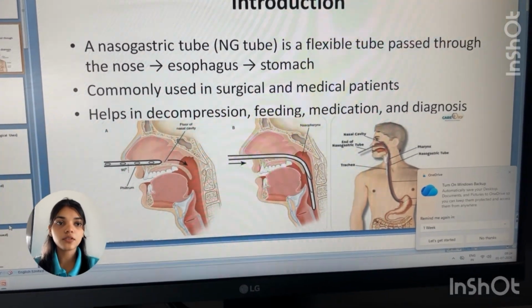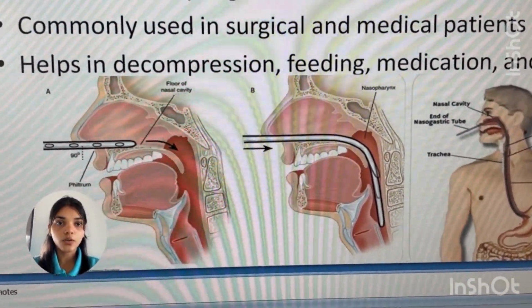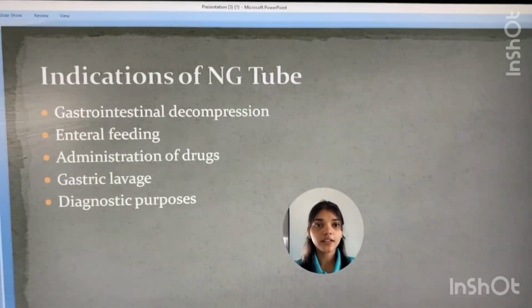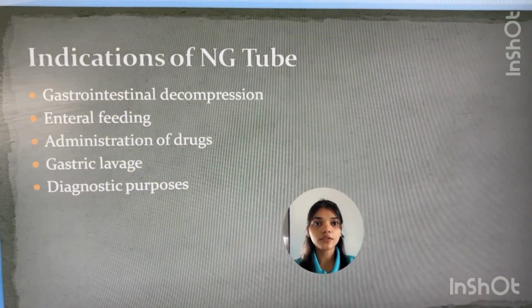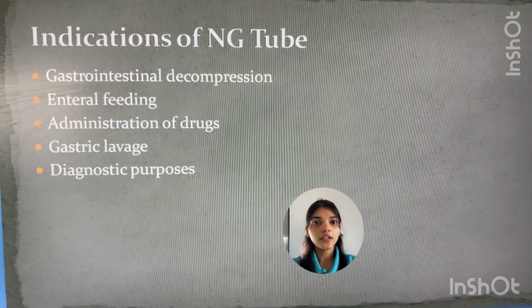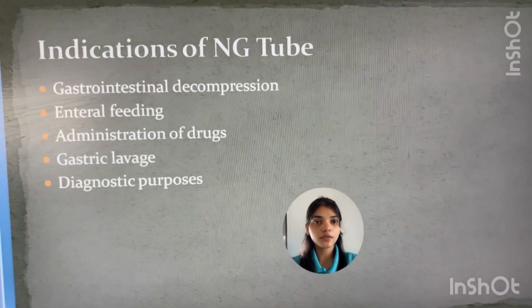These are the pictures of a nasogastric tube inserted into the nose, through the esophagus, into the stomach. Then indications of NG tube: gastrointestinal decompression, enteral feeding, administration of drugs, gastric lavage, diagnosis purpose.